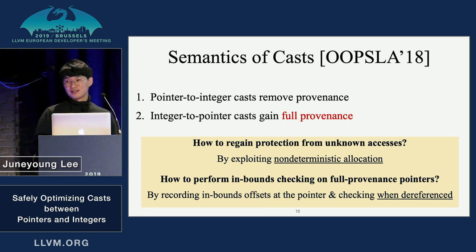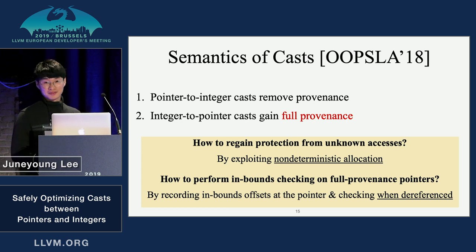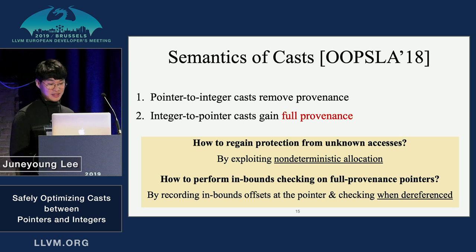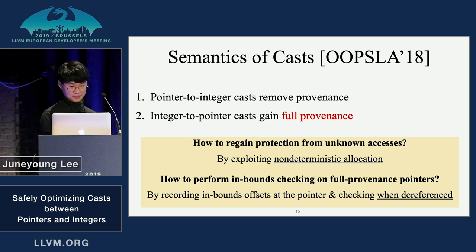So what I mean is that let's assume that there is an unescaped local variable. And then there is some kind of unknown function which tries to guess the integer address of the unescaped local variable and somehow tries to update the value. We definitely don't want to allow this kind of thing to happen because we like to support optimizations like mem2reg and also store-load forwarding and the like. Our solution is that we can regain protection from unknown accesses by exploiting non-deterministic allocation, meaning that the address of the variable is non-deterministically chosen, so it cannot be guessed unless it is escaped.